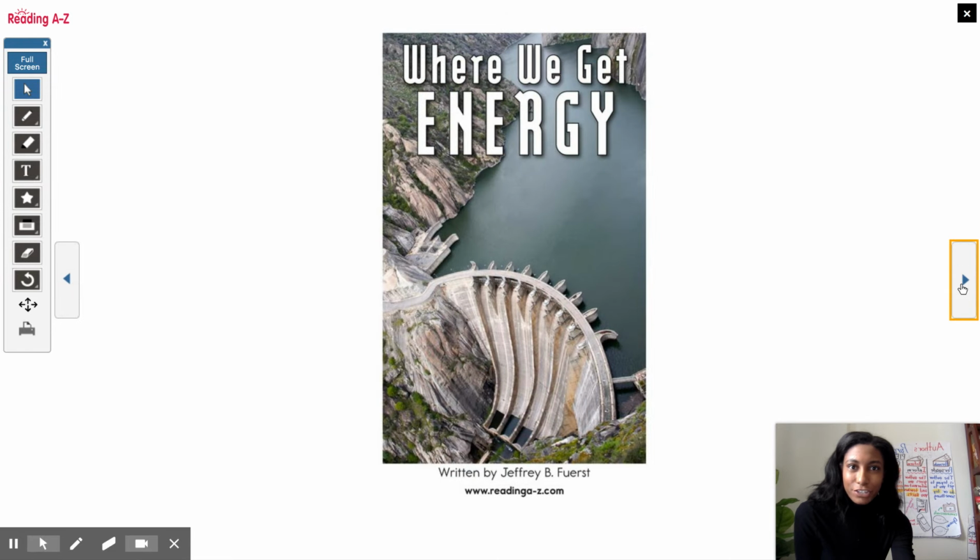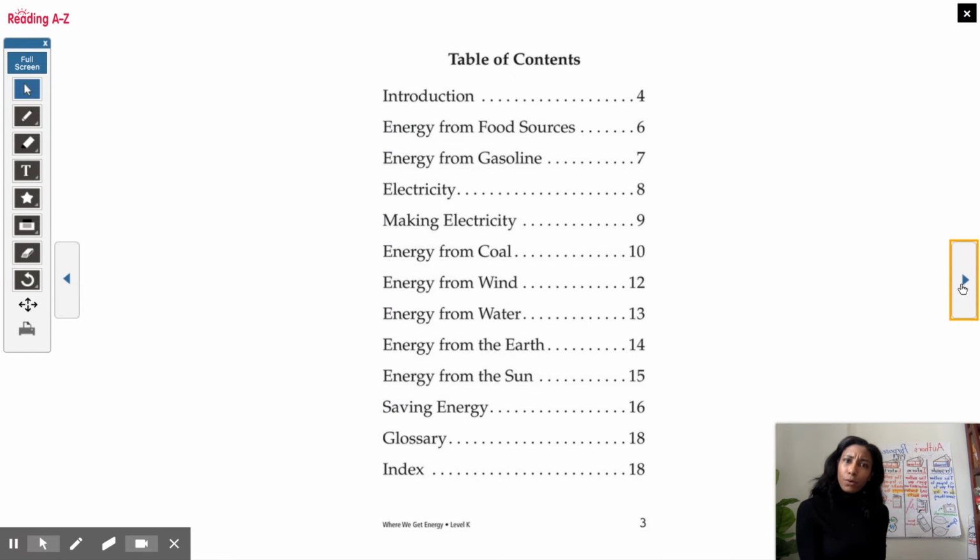Where We Get Energy. Ooh, I see a table of contents. What kind of story do you think I'd see that in? Would I see that in a fiction text or a nonfiction text? Pause the video and give yourself a minute to answer. Give me a silent thumbs up for fiction, silent thumbs down for nonfiction. Yeah, it's going to be nonfiction.